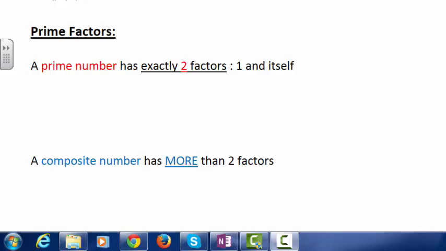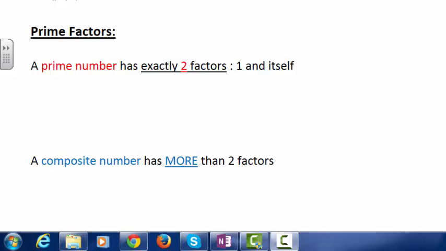A prime number has exactly two factors, one and itself. Factors means that when you take the number and divide it by this factor, the result of the division is going to be a whole number, not a decimal.